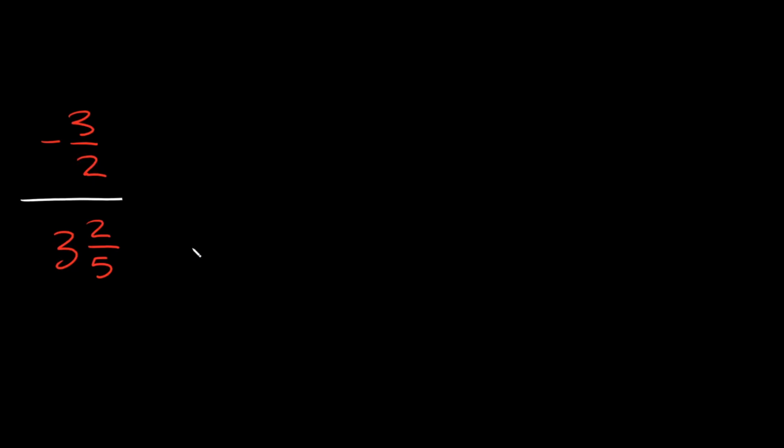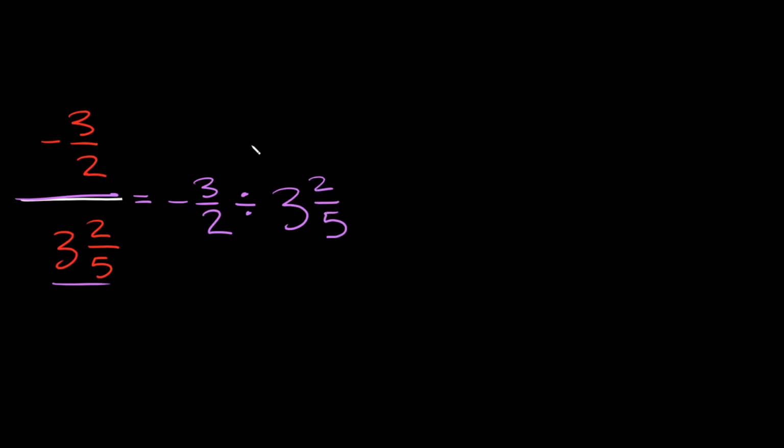Okay, so here we have negative 3/2 over 3 2/5, right? Don't worry about how complicated it looks. Just start with your first step, which is just rewriting this as a normal division problem, okay? So we're going to have our numerator, negative 3 over 2, divided by our denominator, 3 2/5.